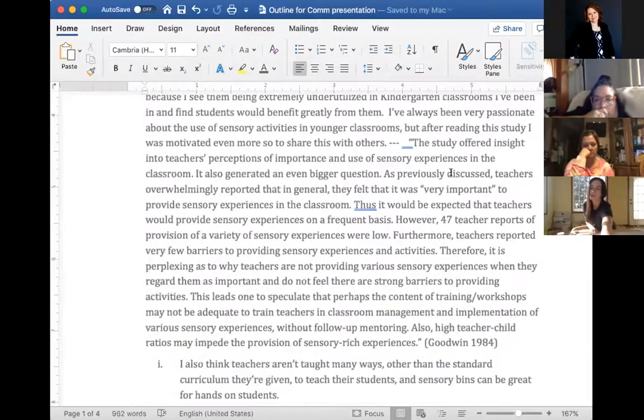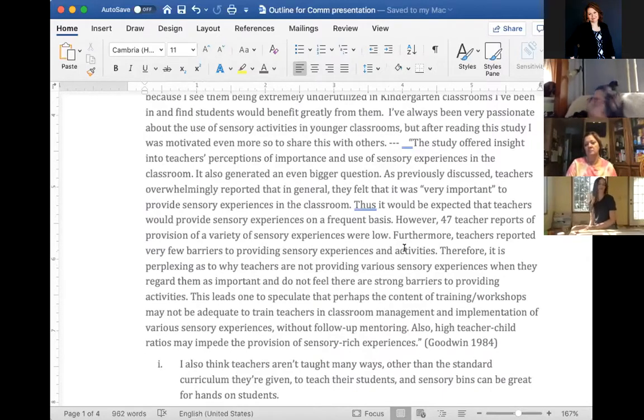I have a little quote in here from a study that I read. It was an academic journal, and the study offered insight into teachers' perceptions of importance and use of sensory experiences in the classroom. It also generated an even bigger question. As previously discussed, teachers overwhelmingly reported that in general, they felt that it was very important to provide sensory experiences in the classroom. Thus, it would be expected that teachers would provide sensory experiences in the classroom on a frequent basis. However, teacher reports of provision of a variety of sensory experiences were low.